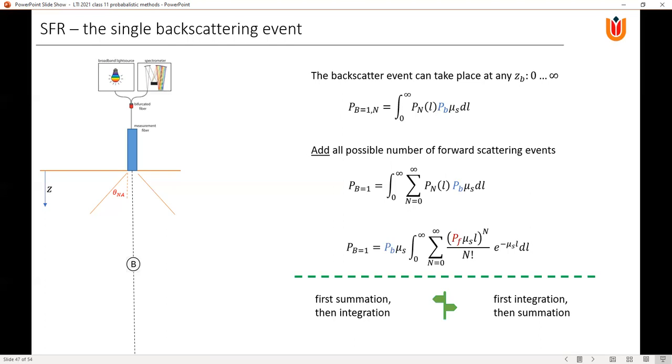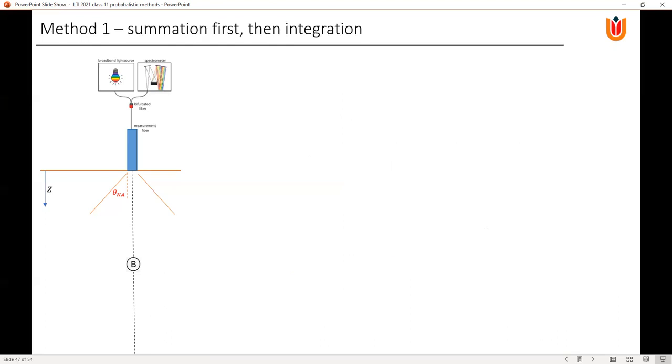There are 2 ways to go about it. We can first do the summation, then do the integration, or we can first do the integration, then the summation. Which one do you prefer? Bluffing on my part, because of course I don't. Okay, so this is really not something that you have to learn by heart. It's just that I want to show this. So let's do the summation first and then the integration.